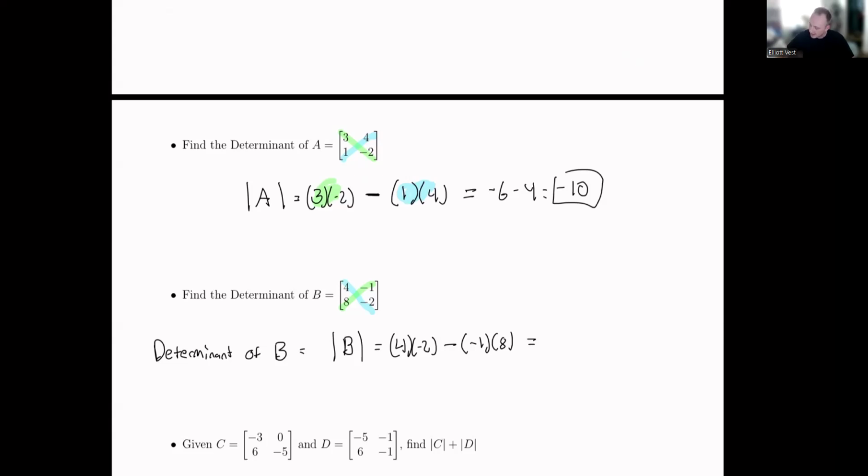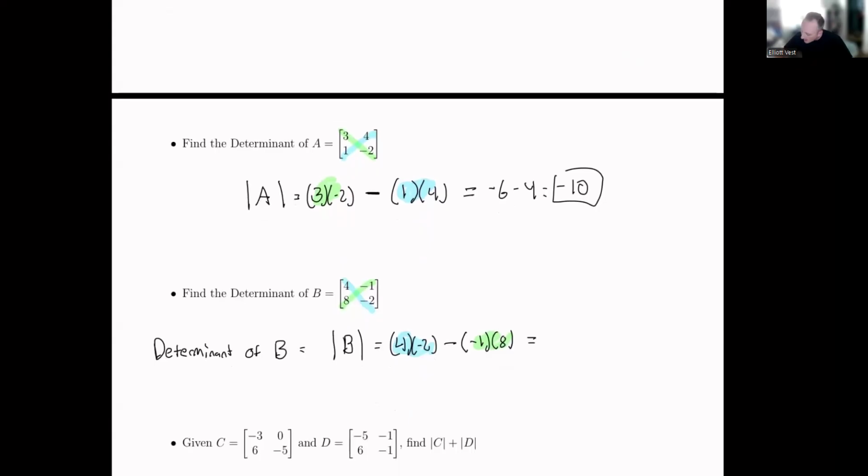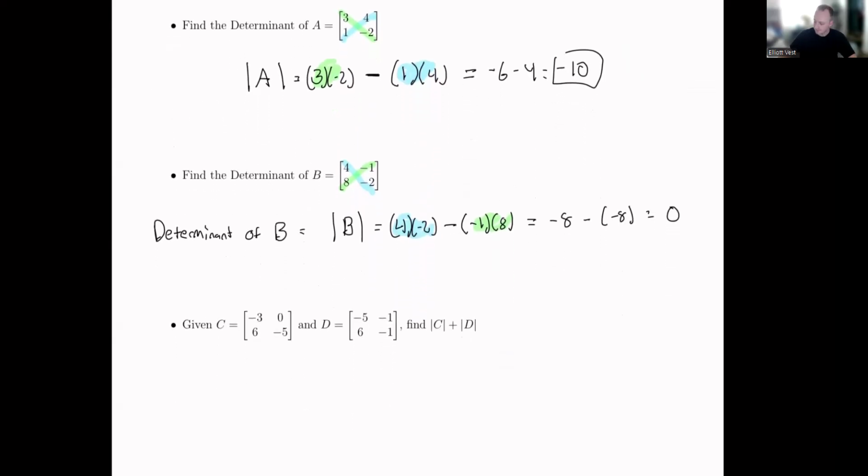I like to highlight stuff, right? You can kind of see me do the highlighting. This is just to create our connection here. What do I have? I have negative 8 minus negative 8, or 0. Negative 8 plus 8 becomes 0 here.